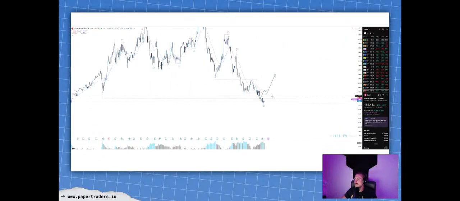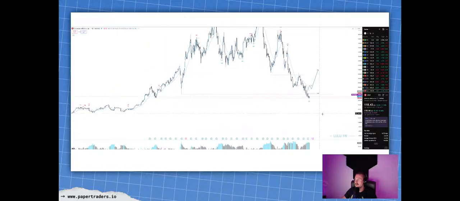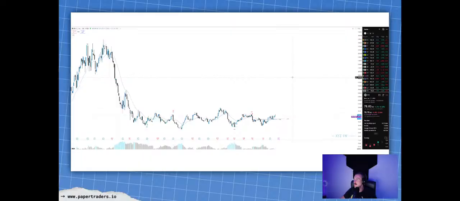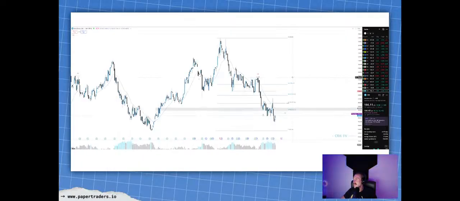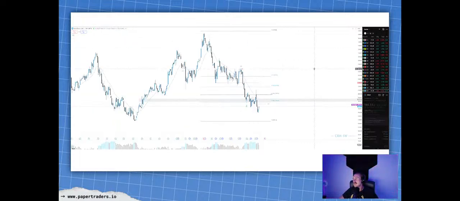Lulu weekly, I like this SFP on the weekly. All right, we swept this liquidity over here as well. Yank, but no previous monthly low sweep yet. So I would love to see previous monthly low sweeps on some of these. XYZ was good above that CISD. CRM, actually this is not bad, but monthly inside. I don't like the inside months.